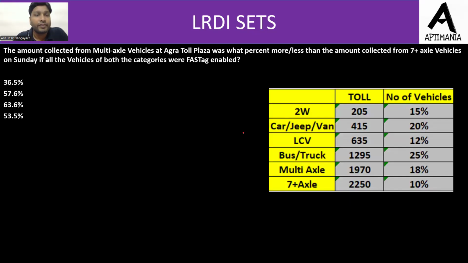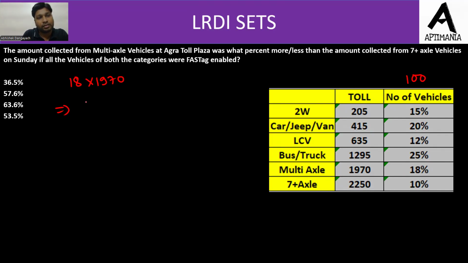Okay, so let's continue with the solution part. I hope आपने एक बार try कर लिया होगा ये set. So the first question is the amount collected from multi-axle vehicle at Agra toll plaza. So 18%. Now let us assume the total number of vehicles to be 100 only. So out of these 100 vehicles, 18 were multi-axle vehicles and the charges were 1970 rupees.